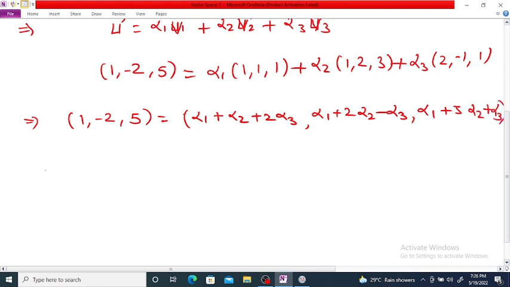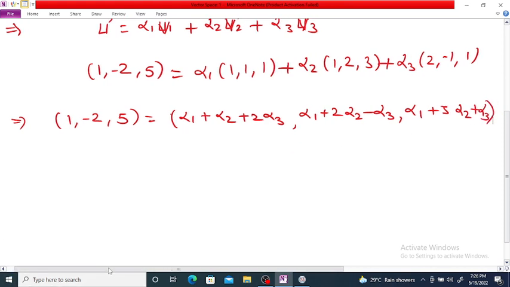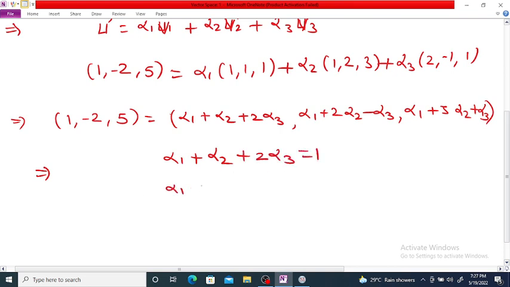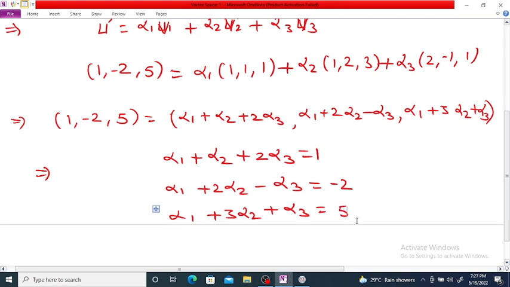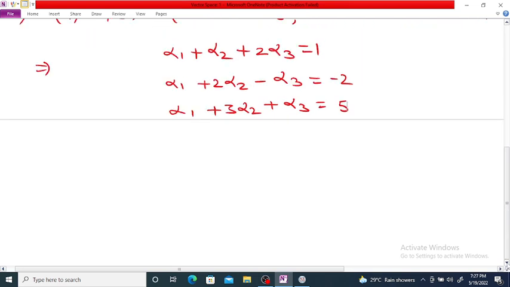Now if we equate the LHS and RHS, we get alpha 1 plus alpha 2 plus 2 alpha 3 is equal to 1, alpha 1 plus 2 alpha 2 minus alpha 3 is equal to minus 2, and alpha 1 plus 3 alpha 2 plus alpha 3 is equal to 5. Now this is a non-homogeneous system of linear equations, so we want to express this in matrix form.